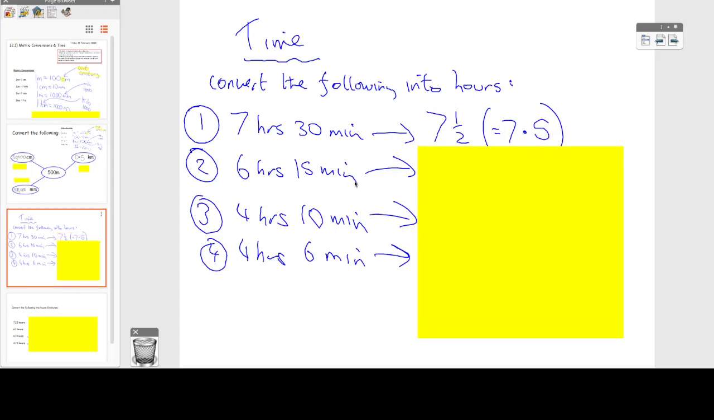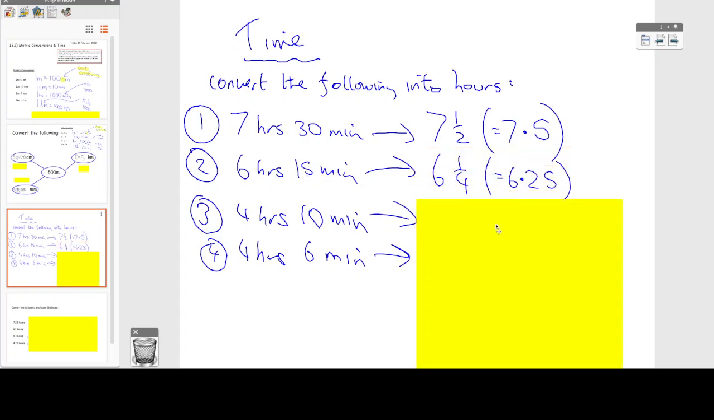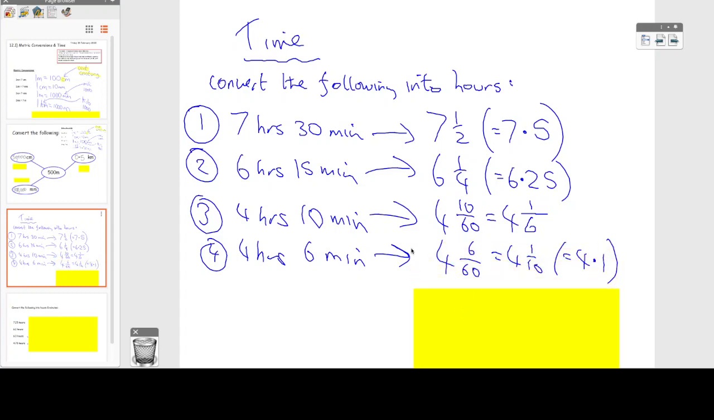Now, 15 minutes is a quarter of an hour. So 6 hours, 15 minutes is 6.25 hours. Now, 10 minutes, okay, 60 minutes in an hour. So 10 over 60 is a sixth. So that's 4 1/6. Do that as a mixed number on your calculator. Now, 4 hours and 6 minutes, well, that's 6 minutes out of 60. That's 6 over 60, which simplifies to a tenth. So that's 4 1/10 hours, or 4.1 if you like.